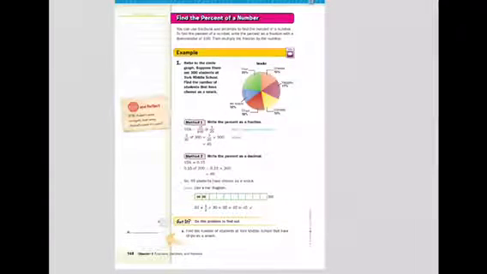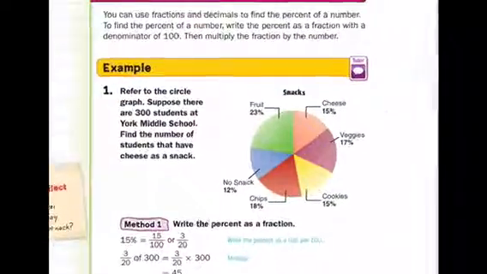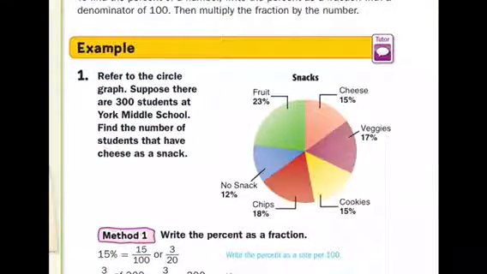So, starting in example 1, let me zoom in here. You are going to be answering this question with me. It says, refer to the circle graph. Suppose there are 300 students at York Middle School. Find the number of students that have cheese as a snack. So first I'm going to circle this. It's important: there are 300 students at York Middle School. And we have to find the number of students that have cheese as a snack.